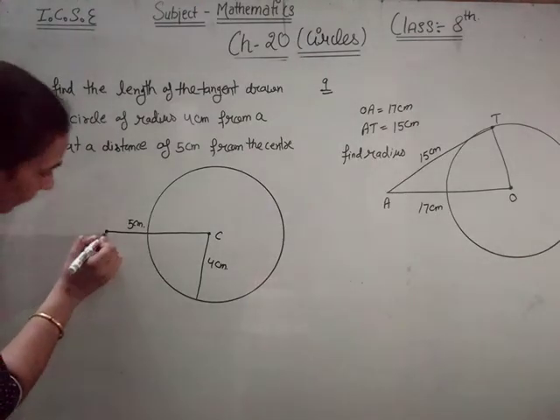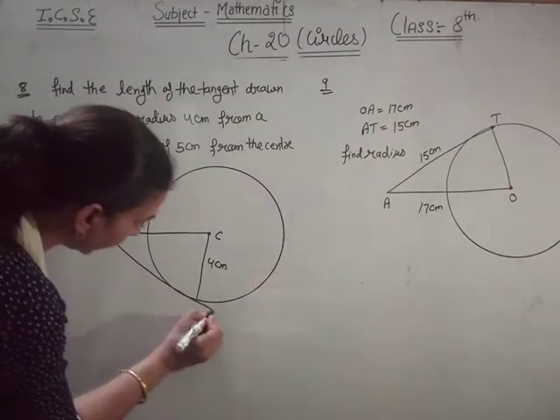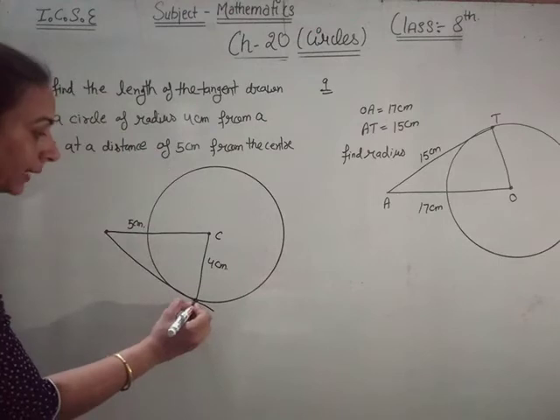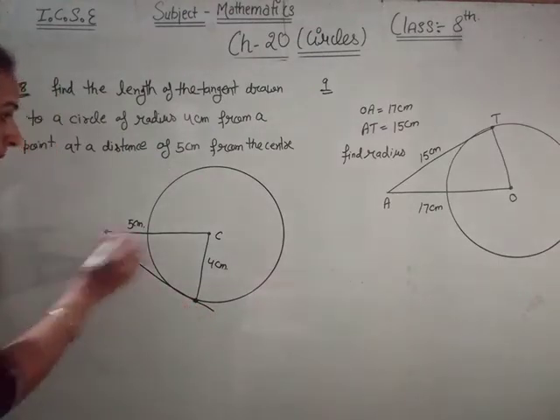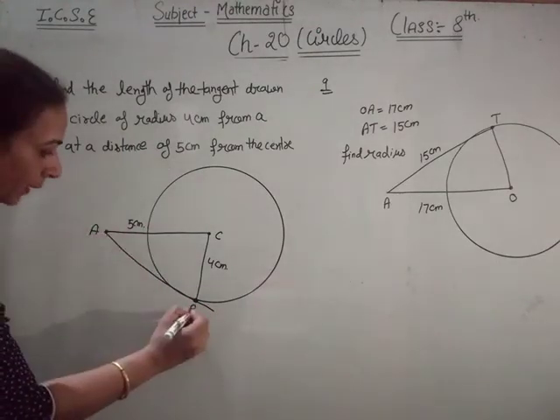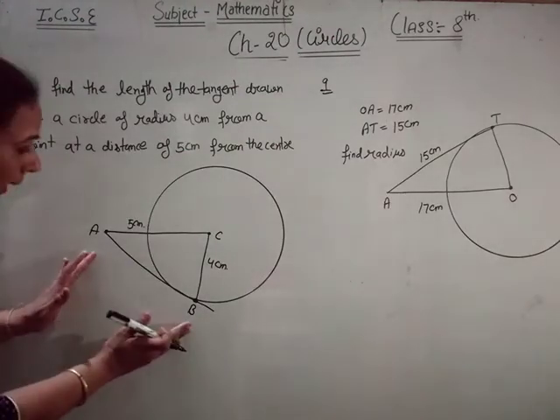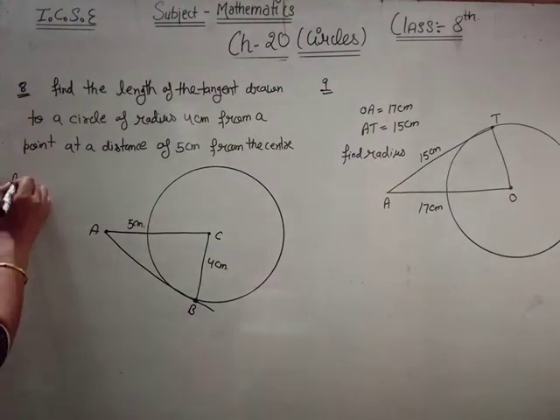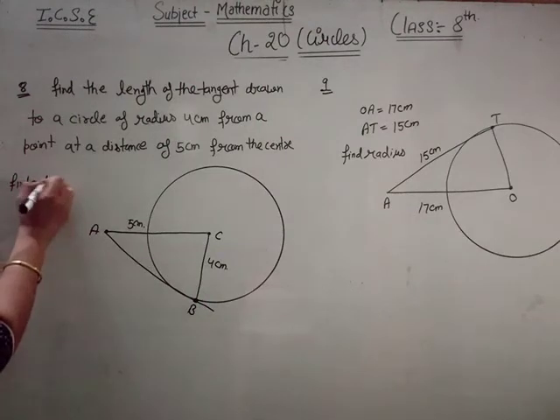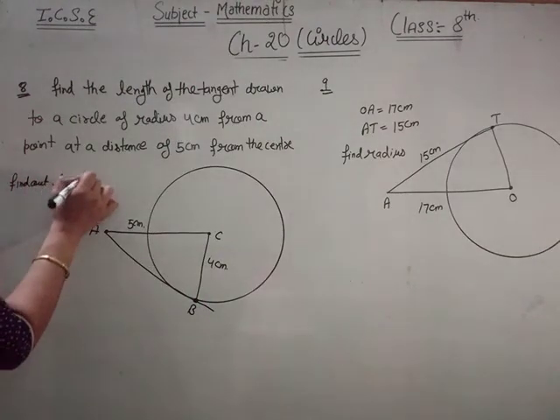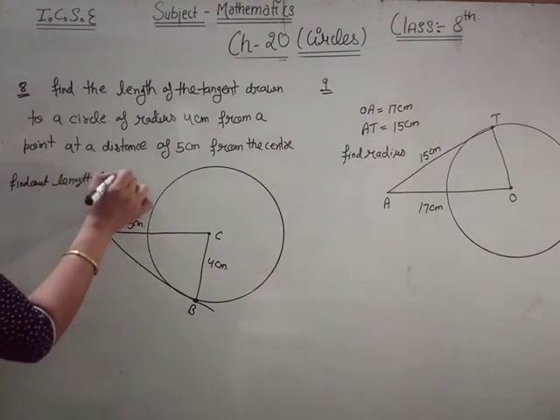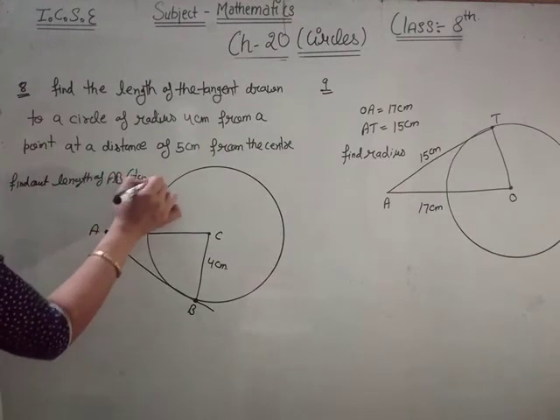Okay, and this is the tangent of the circle and this is the point of contact. Let this point be C, this point A and this point B. B is the point of contact. Okay student, we find out the length of AB. Find out the length of AB, that is a tangent.